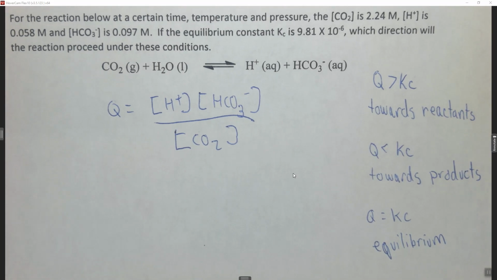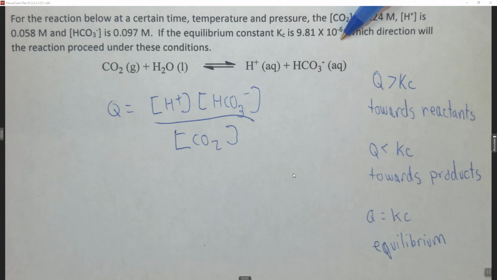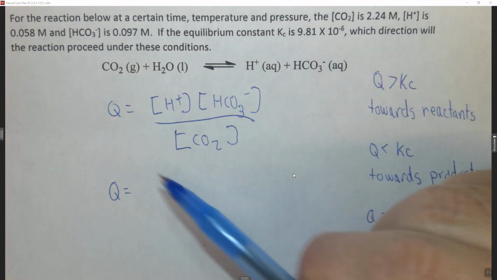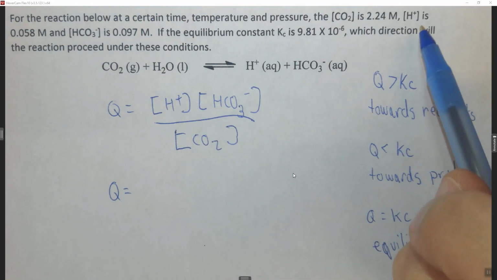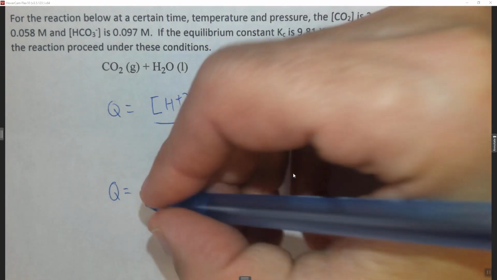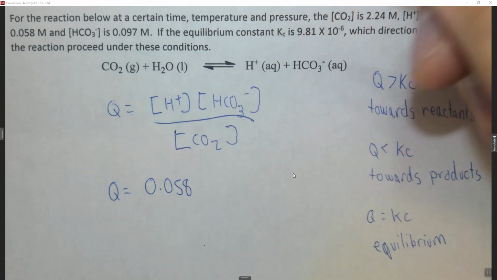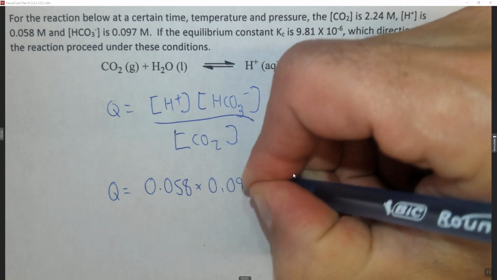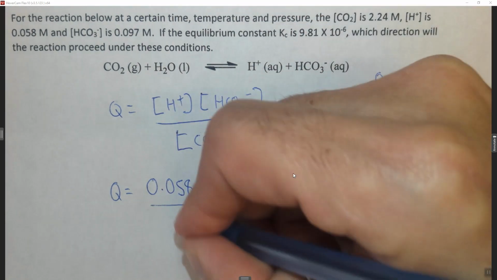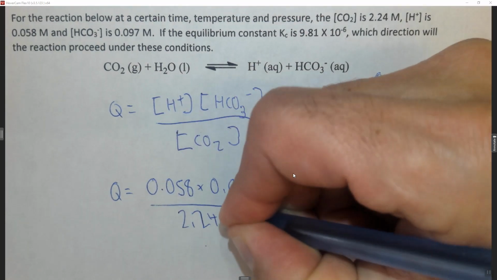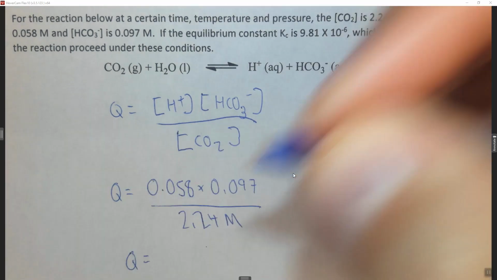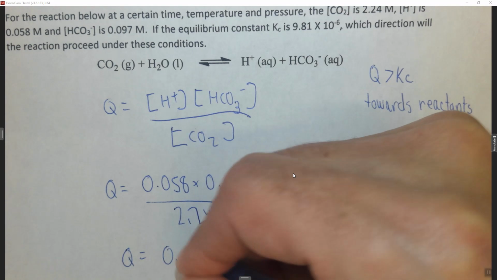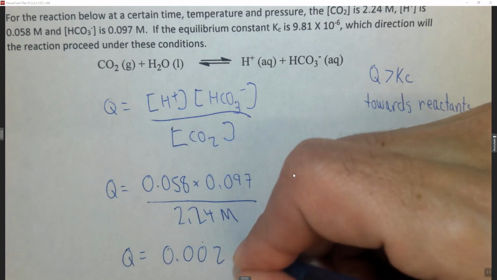So now all we have to do is find the value of Q and see if it's greater than or less than or equal to Kc. So in this case, Q is going to equal the equilibrium concentrations. So H plus, which is our first product, is going to be 0.058 molar times HCO3 minus, our other product, is 0.097 molar, divided by CO2, which is 2.24 molar. When you do that, you find that Q here is equal to 0.0025.